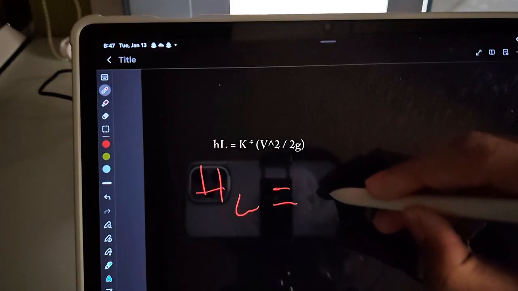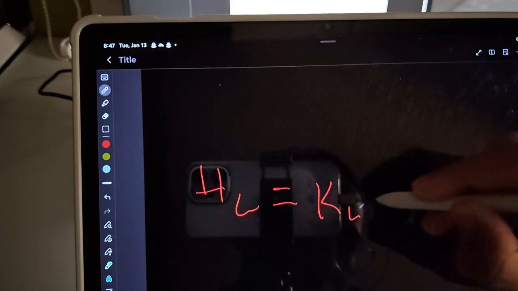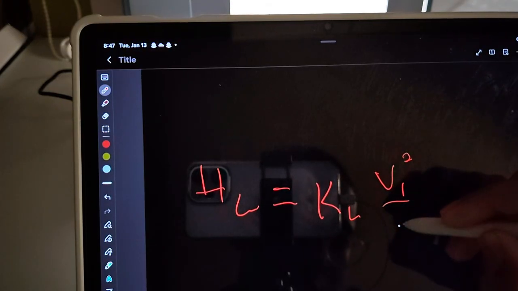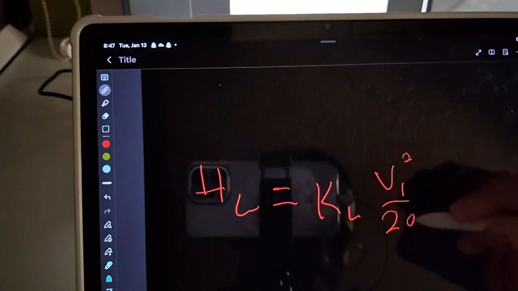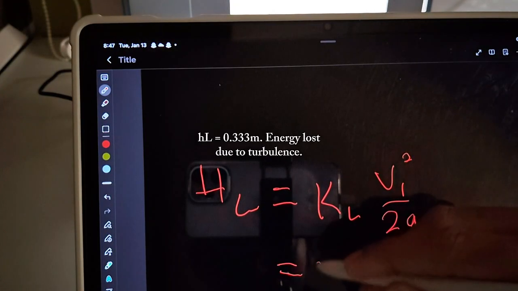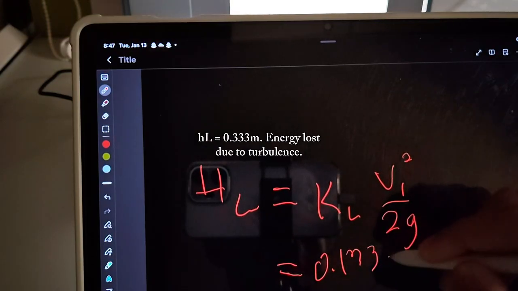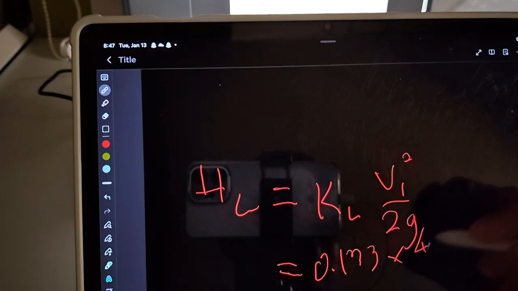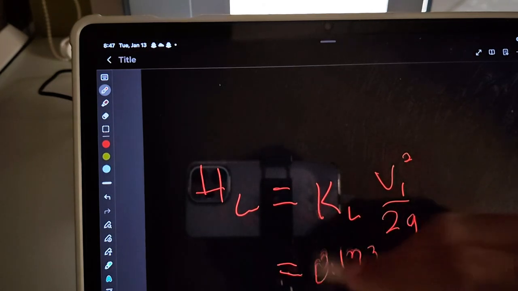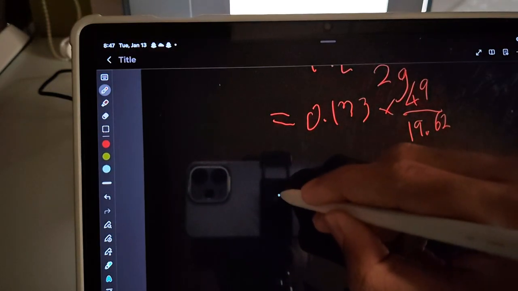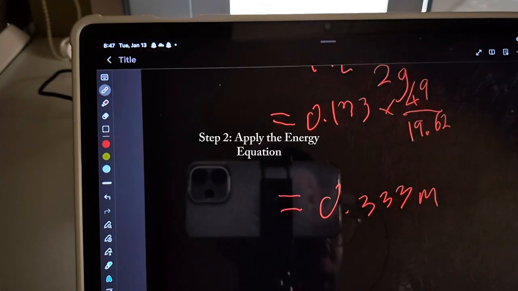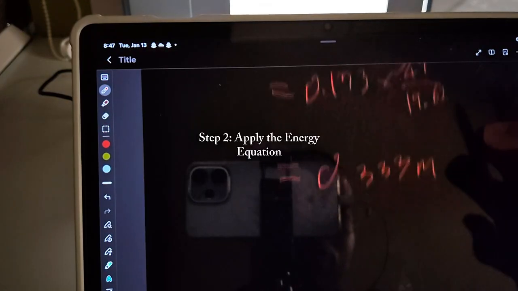We use the equation: loss coefficient times velocity to the power of 2 divided by 2g, where g means gravity. The value is given: 0.133 times 49 divided by 19.62. So we will get 0.333 meter. This is the energy loss due to the turbulence.